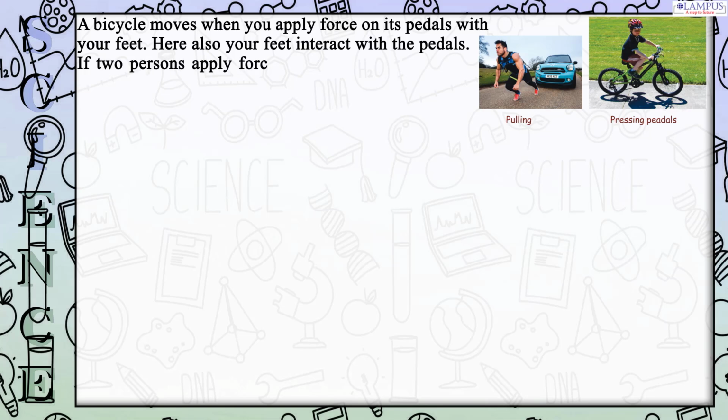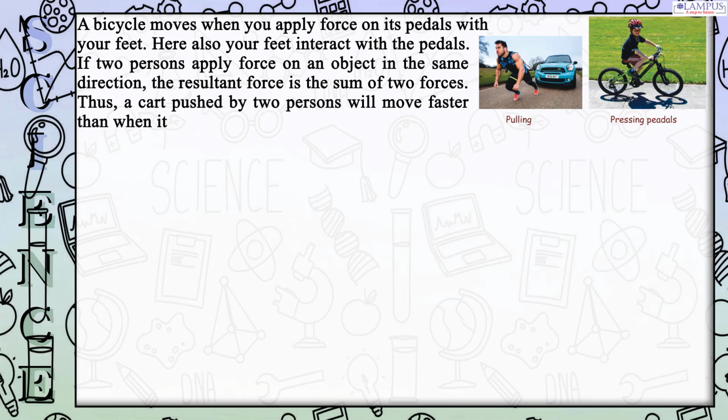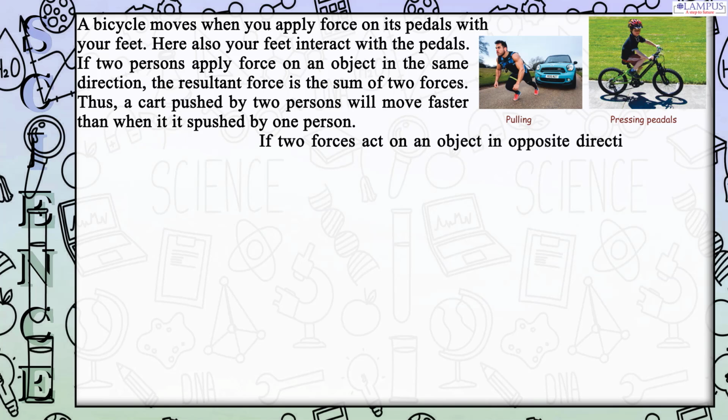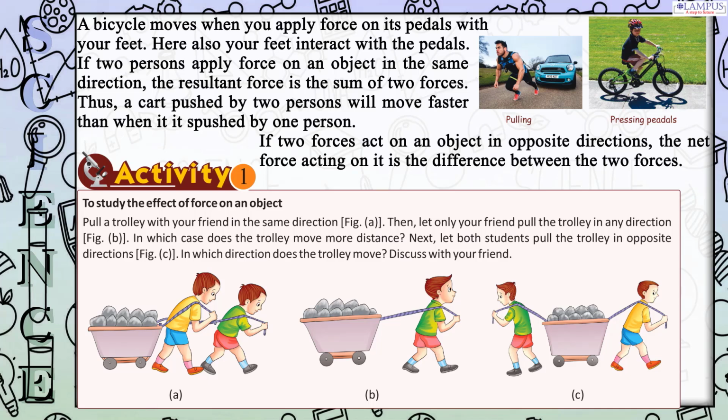If two persons apply force on an object in the same direction, the resultant force is the sum of two forces. Thus, a cart pushed by two persons will move faster than when it is pushed by one person. If two forces act on an object in opposite directions, the net force acting on it is the difference between the two forces.